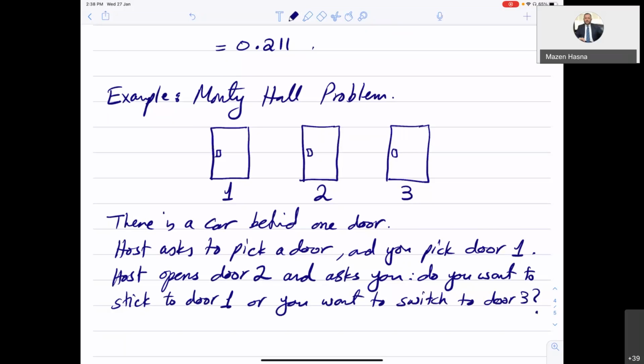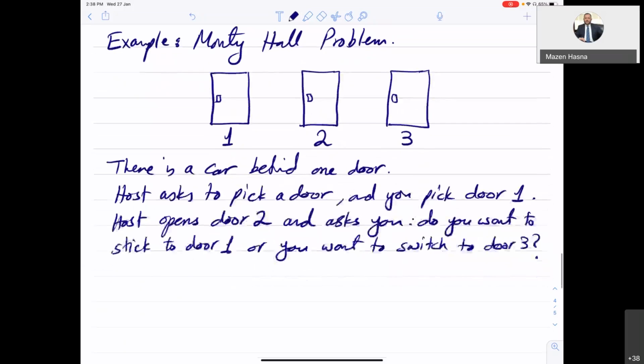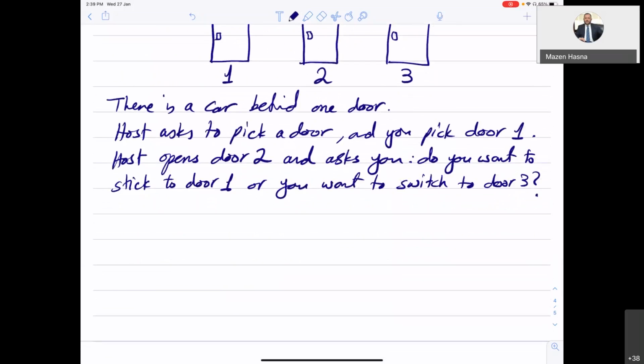Will that make a difference in your chances of winning the car? So now he opened door 2, so we know the car is either behind door 1 or behind door 3, and we want to calculate which door has higher probability to have the car behind it. So basically, we are interested in calculating those 2 probabilities.